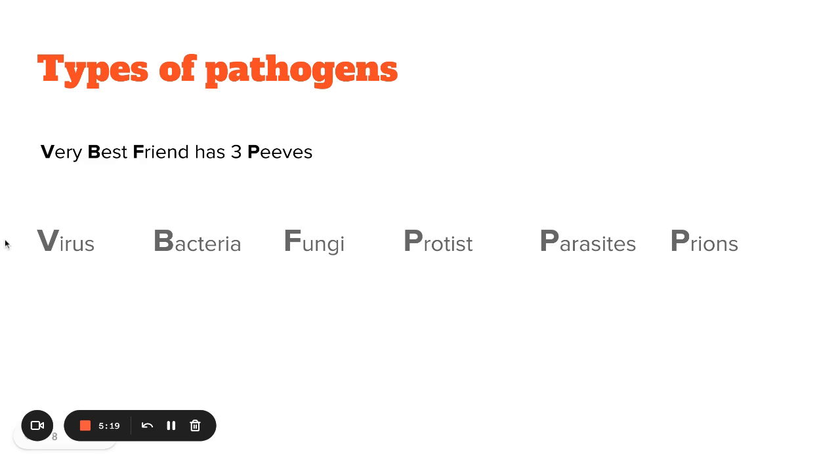It has to be in this specific order because up until parasites, this order also happens to be from the smaller size to the larger size. So from V to the second P: virus, bacteria, fungi, protists, parasites. And then, of course, we'll talk about the very special prions.